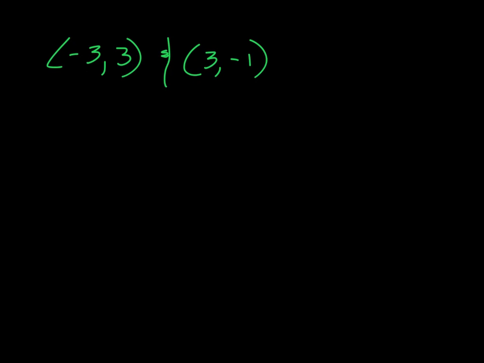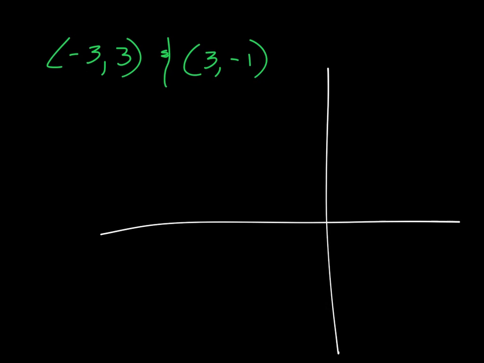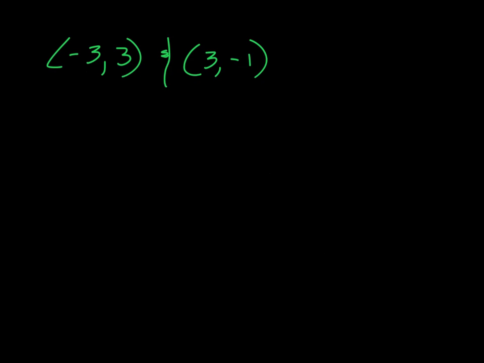Alright, so I'm looking for an equation of a line. I've got some line that goes through those points, (-3, 3) and (3, -1). What I'm trying to find is the name of this line. What is the equation of that line? It's easy for me to graph that line because I'm given 2 points right here, and I just graph those points, draw a line to connect them, and I'm good to go.